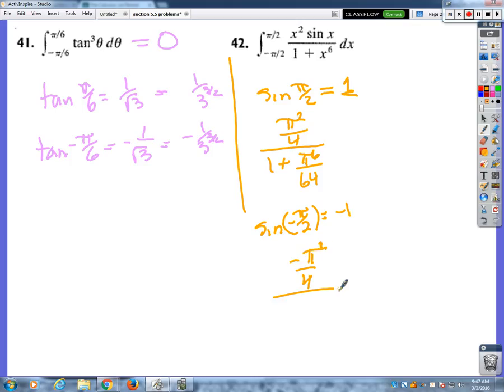Okay, and then this 1 stays the same. This still stays positive, even though it's a negative, because it's an even power. So that's pi to the 6th over 64. So positive, negative, those are opposites of each other. So hallelujah. I mean, we knew it already. It's odd, so the answer is 0.